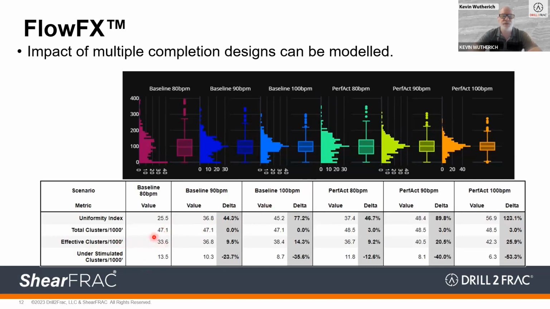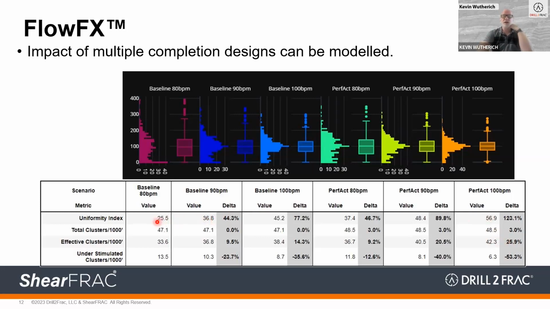This chart down here sort of summarizes it. We start with, on the baseline design, 47 clusters per 1,000. It went up just slightly with the perfrac to 48 clusters per 1,000. And we can see that after we run the design, of the 47 clusters we shot per 1,000, about 33% of them are affected if you do a baseline at 80 barrel a minute. But if you go to perfrac at 100 barrel a minute, we're going from 48 to 42. So we're getting a much higher percentage of our clusters being actively stimulated, about a 25% increase.